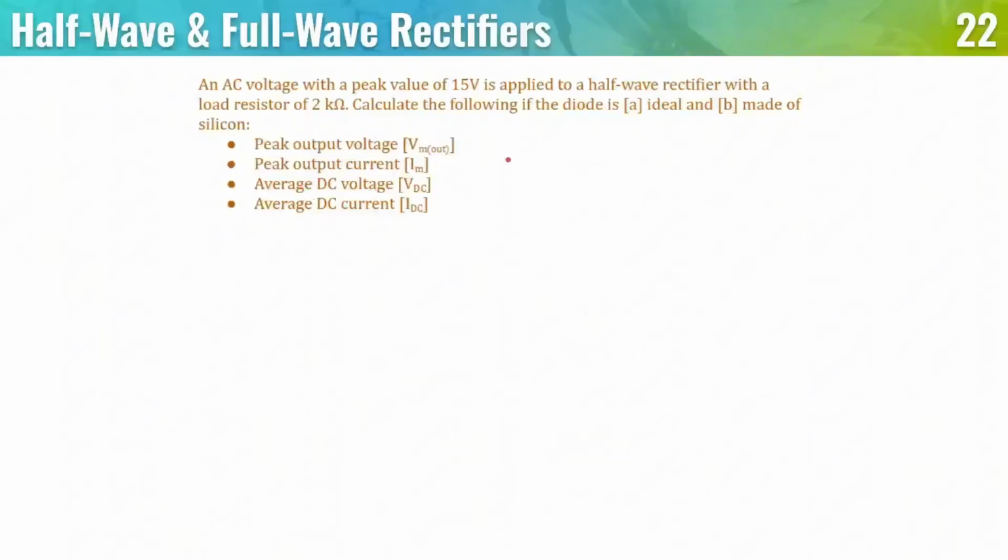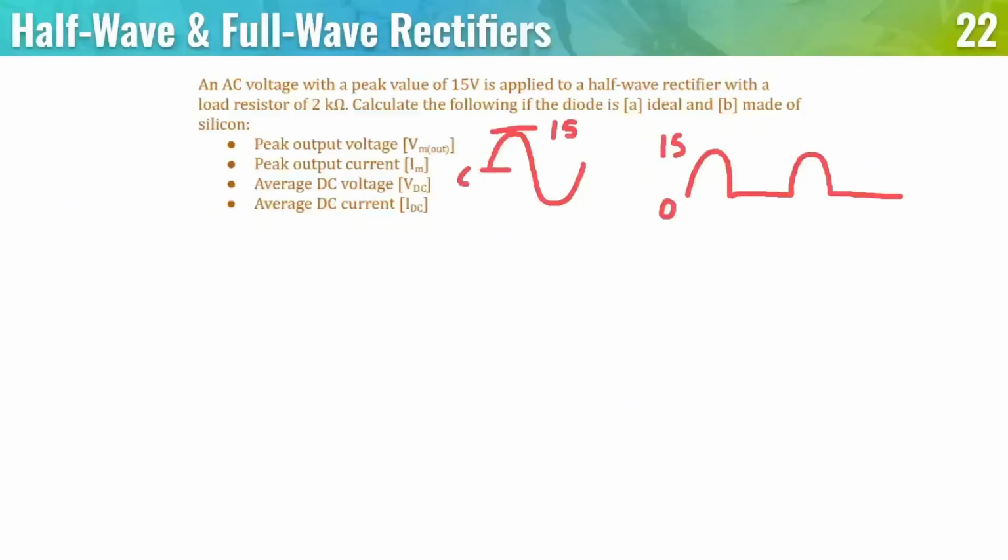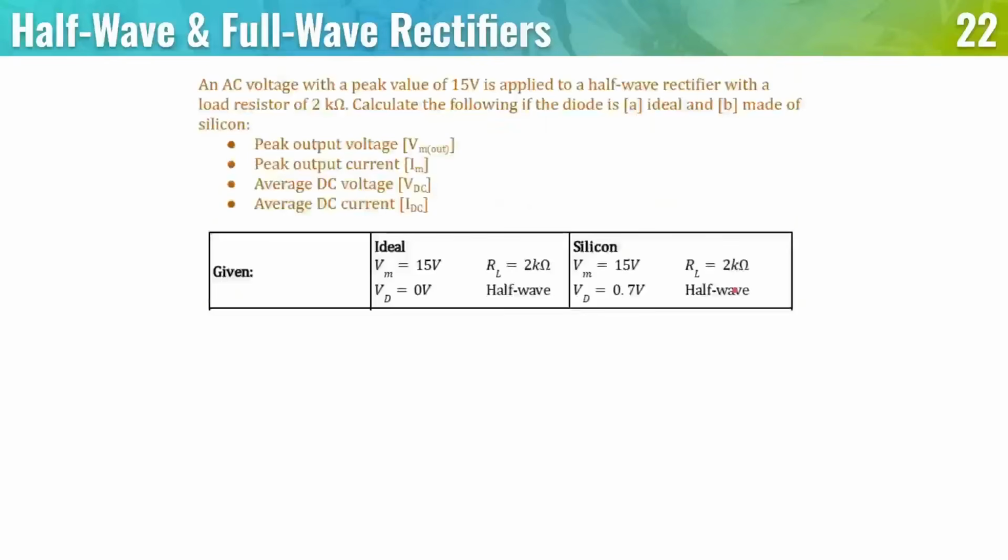Just to draw it, here is what I mean. AC voltage with the peak value of 15 volts is applied to a half-wave rectifier. So the output is going to be something like this. Calculate the following. First, let's start with the peak output voltage.